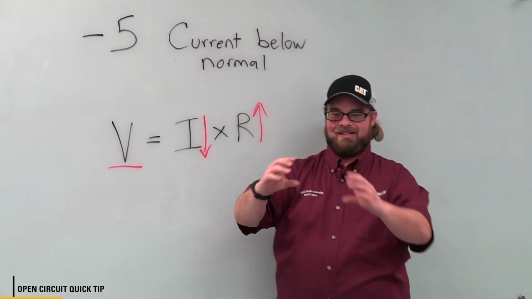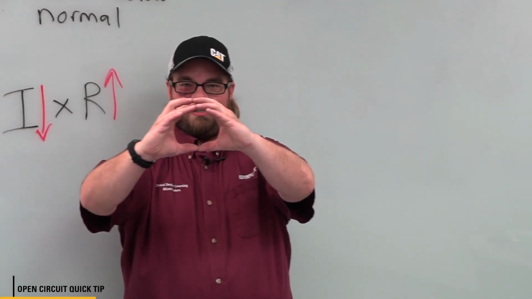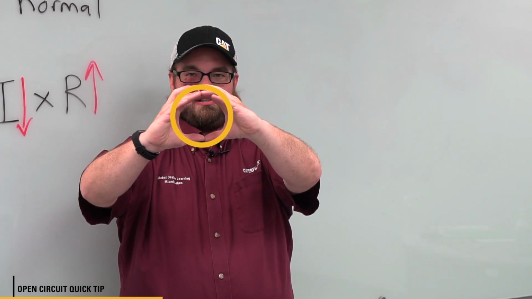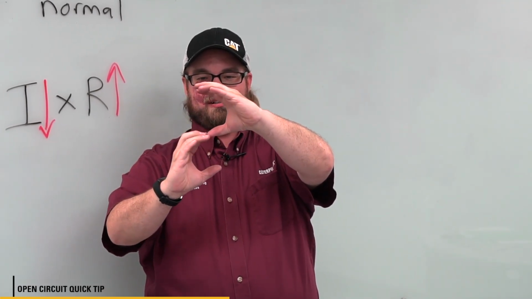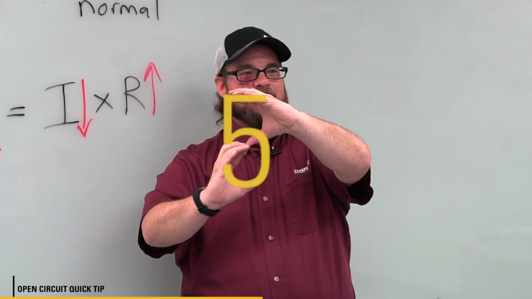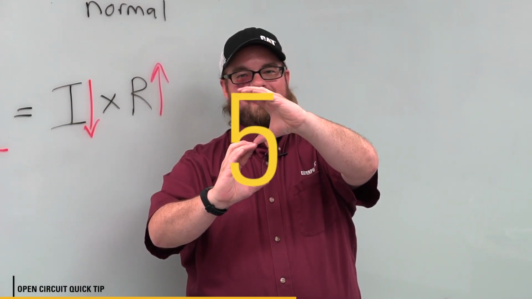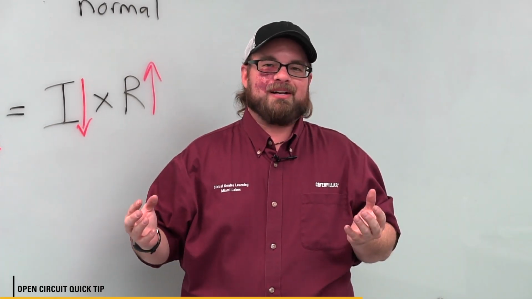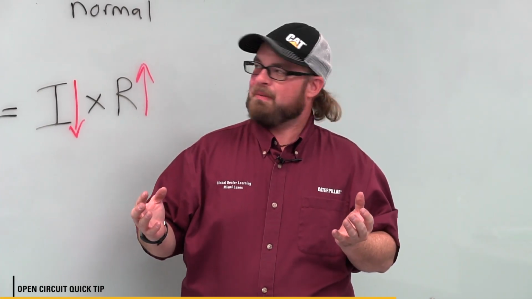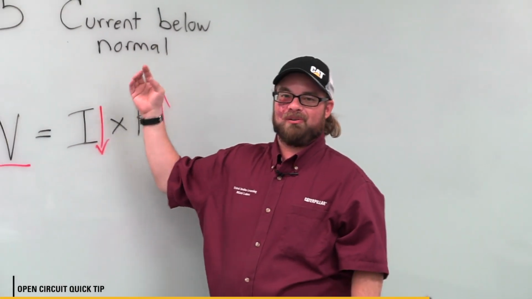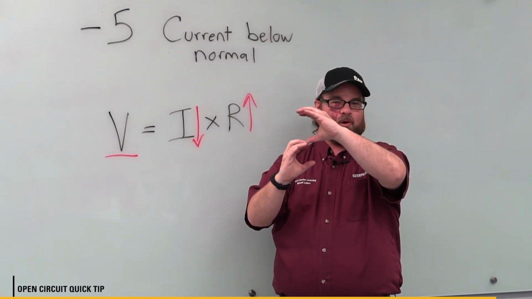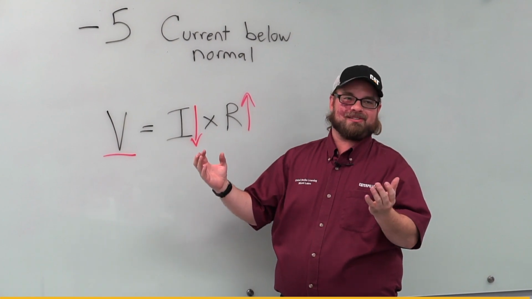So here we go. Right here, I've got a completed circuit with my hands here, right? And so right now, that's a completed circuit. We've got good flow, okay? Now, if I break that circuit, do you see my broken circuit just became a -5 code? I no longer have a completed circuit. I like to come up with interesting ways of remembering things. -5, current below normal. If you think about that's a completed circuit, when we break the circuit, make an open, a -5, that's current below normal.